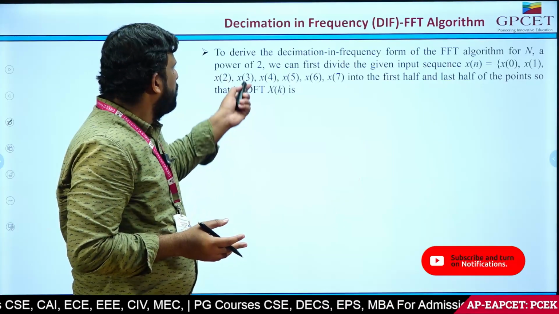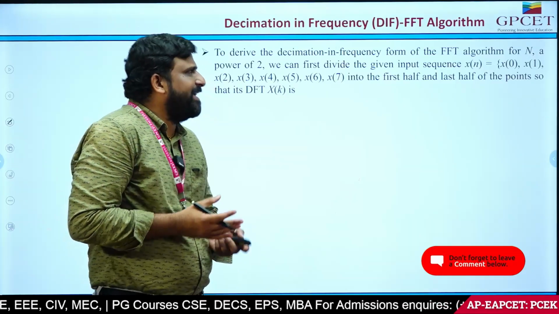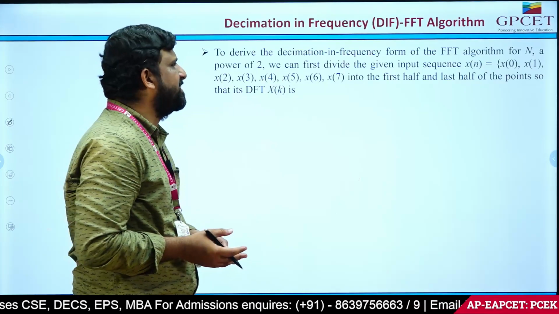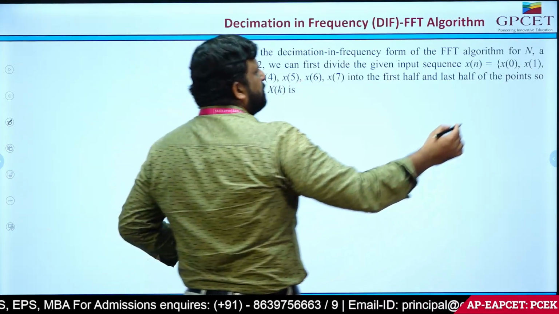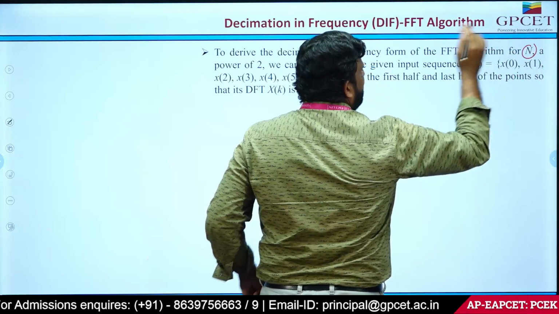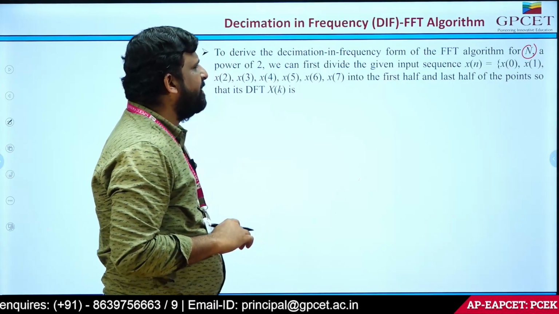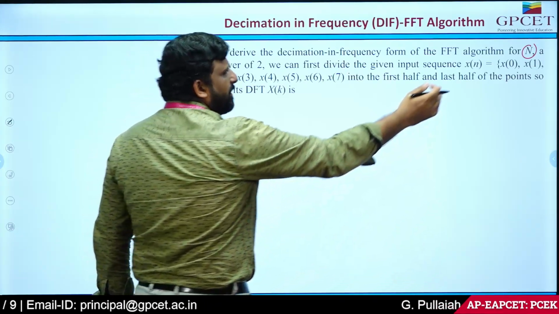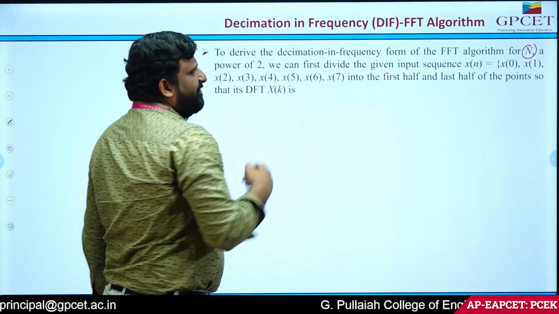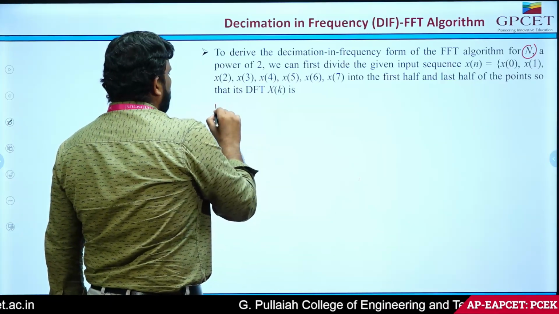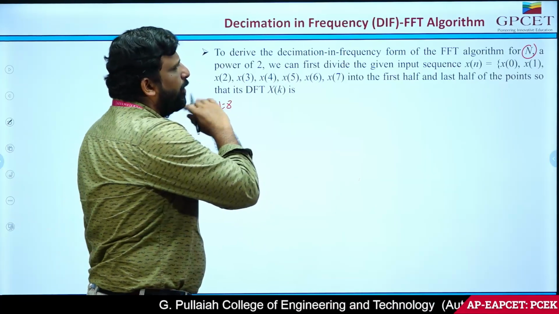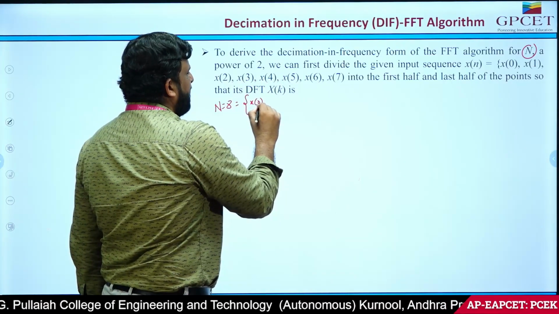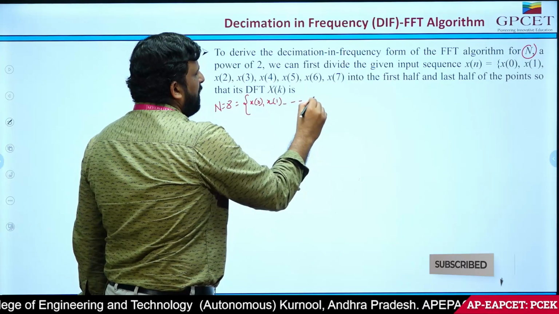Let me see. To derive the decimation in frequency, for example, if we have to do the decimation in frequency by using the FFT algorithm for N a power of 2, we can first divide the given input sequence x of n. So for example, if N is equal to 8, first we are going to divide the given input sequence into 8 like that: x of 0, x of 1, so on up to x of 7.